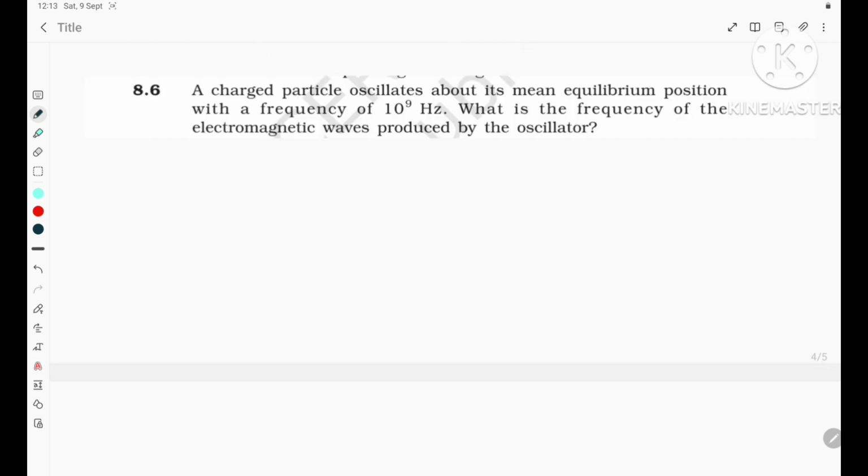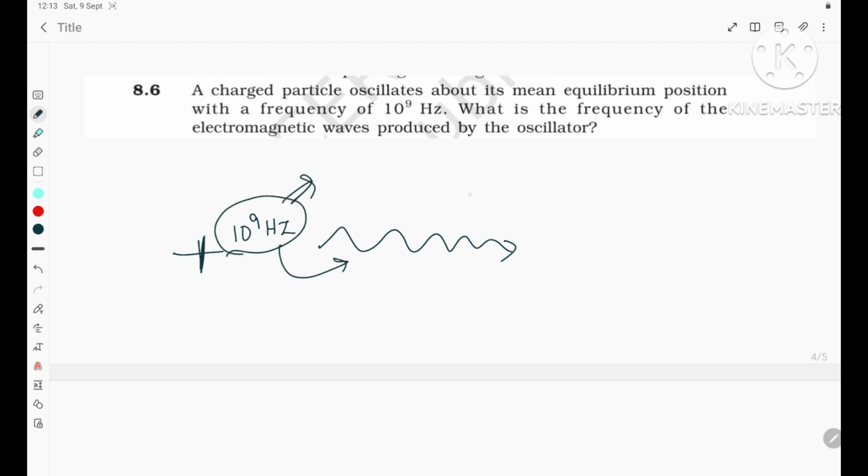Next question is pretty simple. A charged particle oscillates about its mean equilibrium position with a frequency of 10 power 9 hertz. What is the frequency of the electromagnetic wave produced by the oscillator? We know very well, whatever is the frequency of the oscillator, the same frequency is imparted into the electromagnetic wave. So the frequency is the same, which is 10 power 9 hertz.